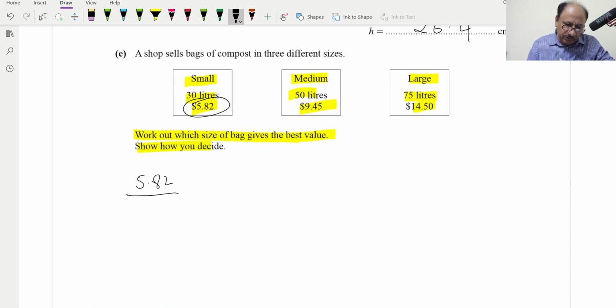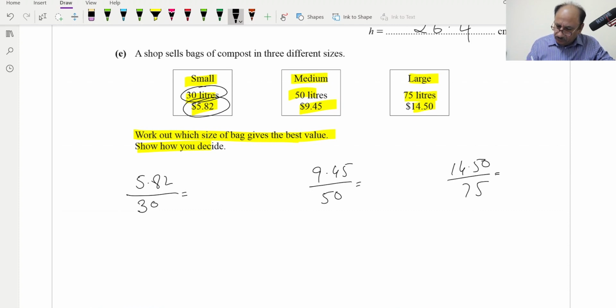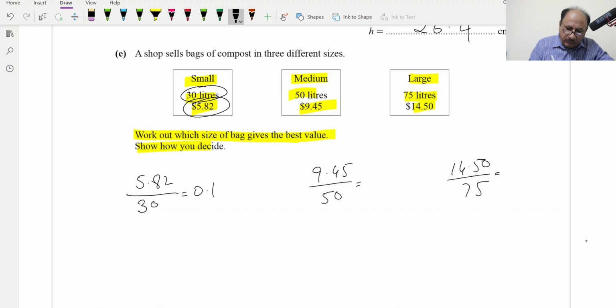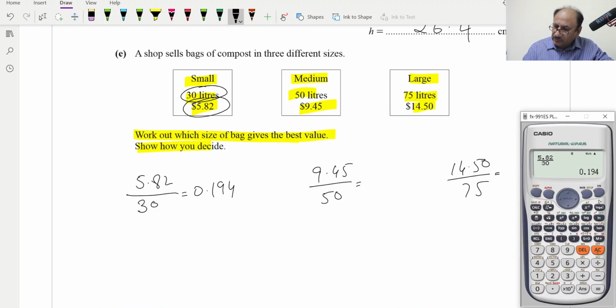So we will divide 5.82 by 30 liters, and similarly we can divide 9.45 by 50 liters, and 14.50 by 75, and we can check the values. 5.82 divided by 30 gives us 0.194, and in the second situation we get 9.45 divided by 50 liters, which is equal to 0.189.